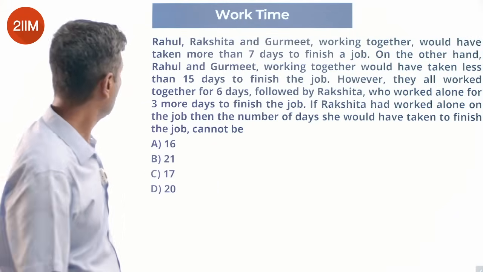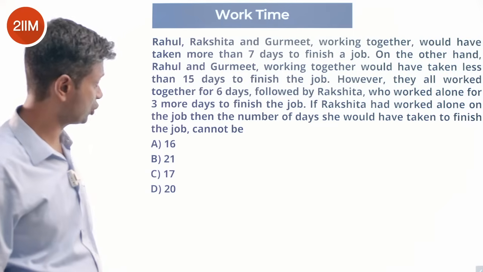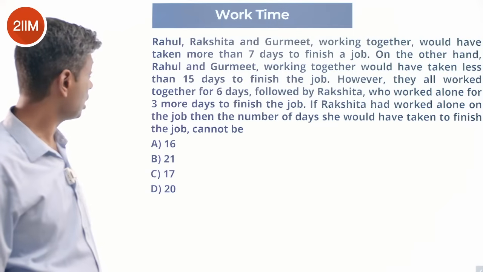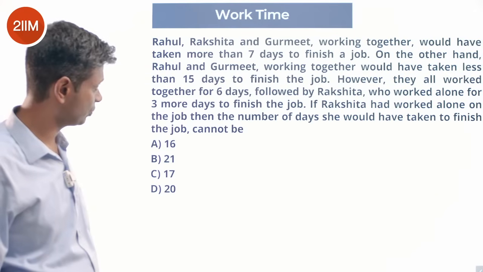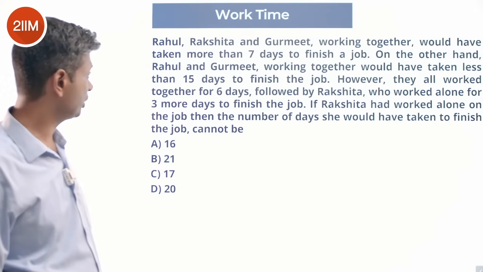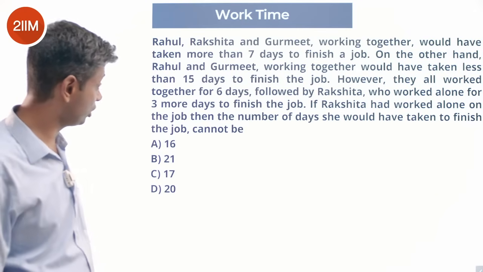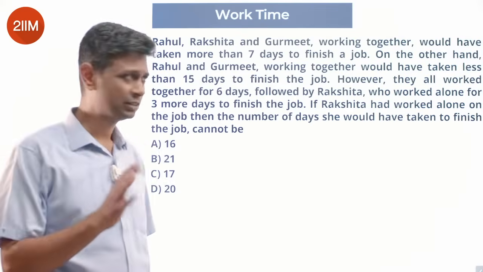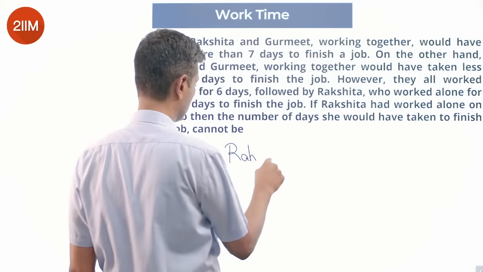Right? Rahul, Rakshita and Gurmeet working together would have taken more than 7 days to finish a job. On the other hand, Rahul and Gurmeet working together would have taken less than 15 days to finish a job. However, they all worked together for 6 days, followed by Rakshita, who worked alone for 3 more days to finish the job. I don't even get this. Fine, I had to write this down to even make sense of it.